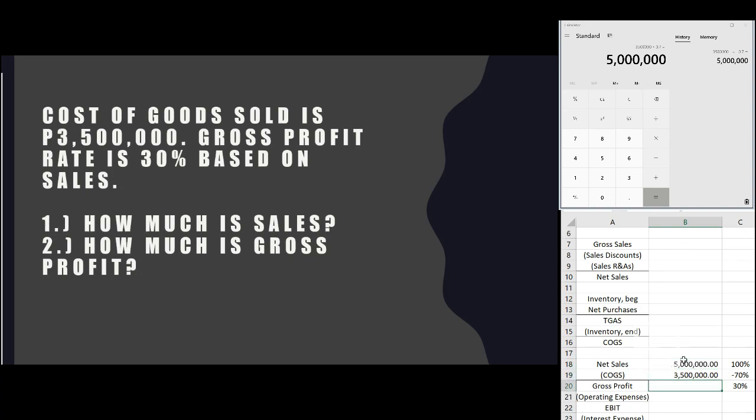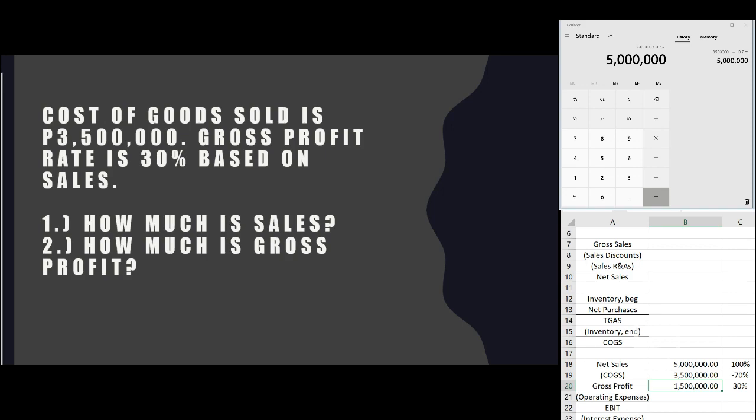Oh, hindi ko na kailangan, all we have to do is subtract net sales minus cost of goods sold. We have gross profit. Okay, so for this problem, answer for number 1 will be 5 million. And answer for number 2 will be 1.5 million. Okay? So guys, ganito lang yan.